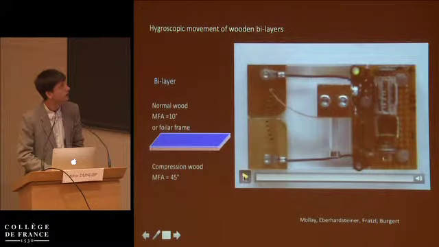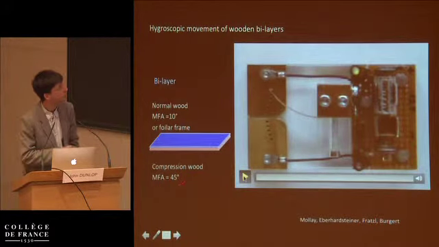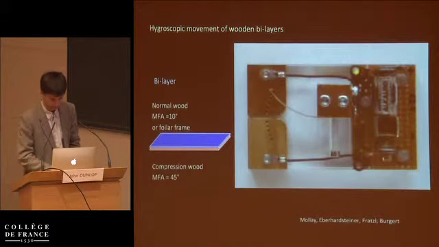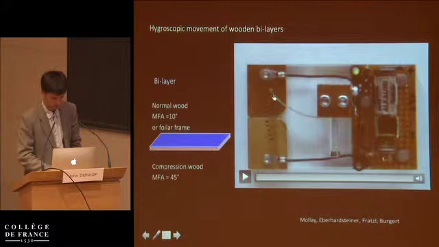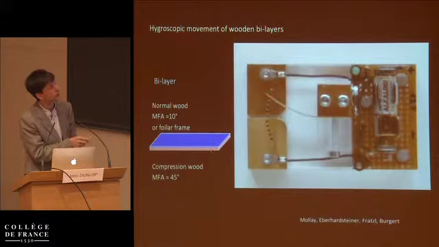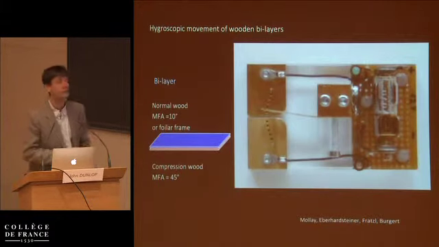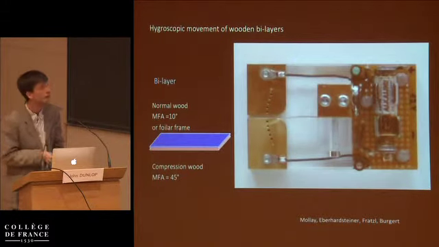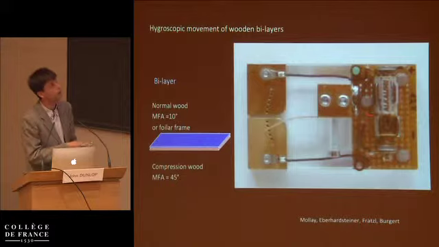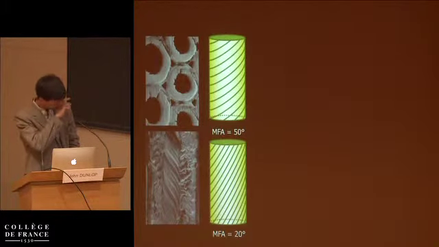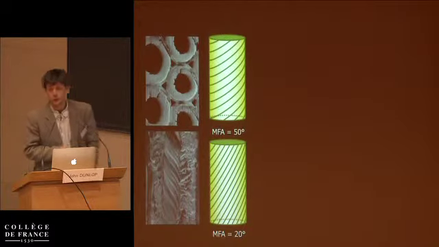If you take some normal wood and compression wood and glue them together, what you observe is bending when you put them into a humidity chamber and change the humidity. The water tends to go into the matrix, so the material surrounding the fibers. You end up with bending, of course, of this bilayer. And how does that occur? Well, we can do this thought experiment.